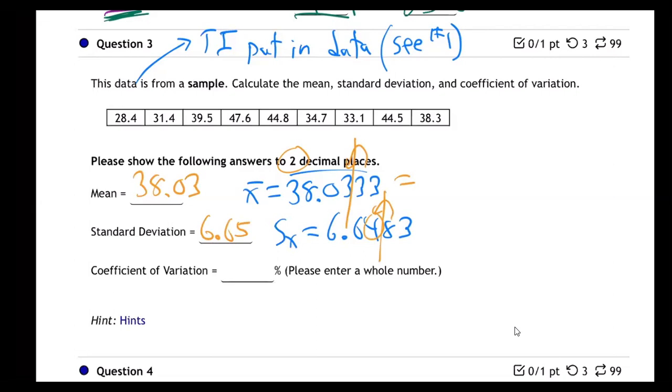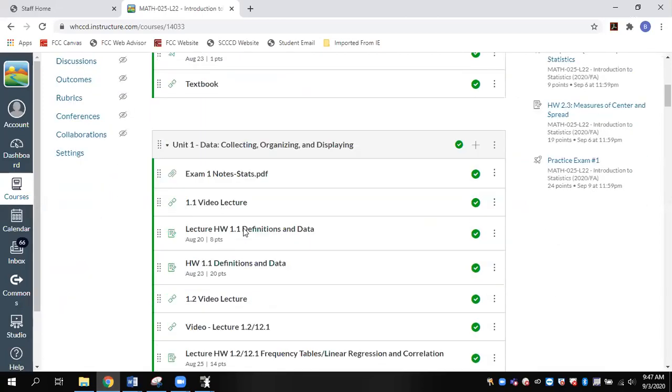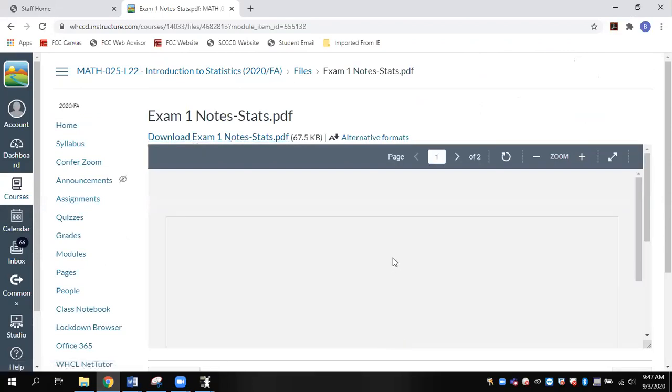What in the world is the coefficient of variation? Well, do you remember that I gave you notes? Let me show you that real quick. Probably a good time to show that. If I show you my main screen here, this is our class, right? You come down here, exam 1 notes. Right at the start of unit 1, there's exam 1 notes. You see that? Click on that. That's helpful notes for you.